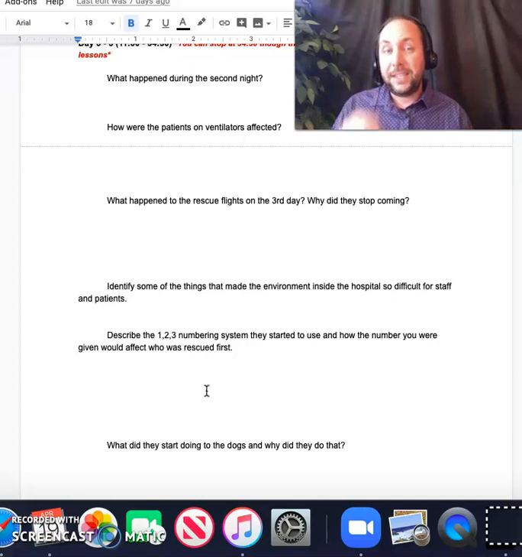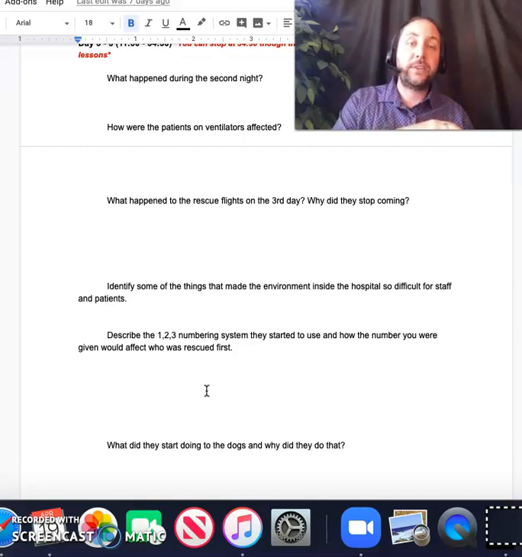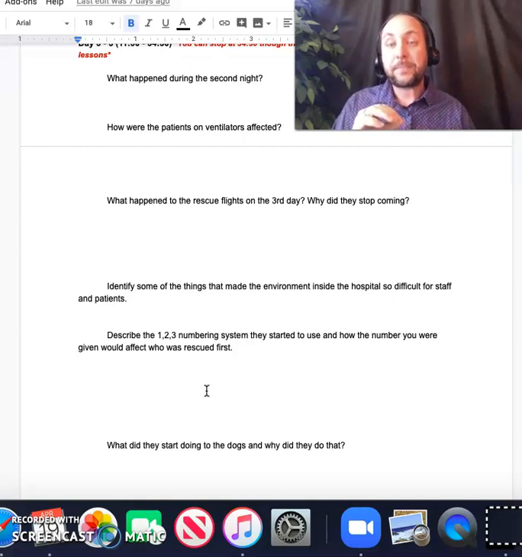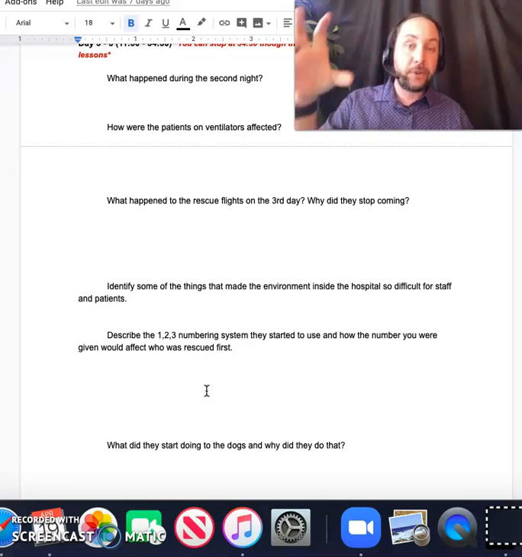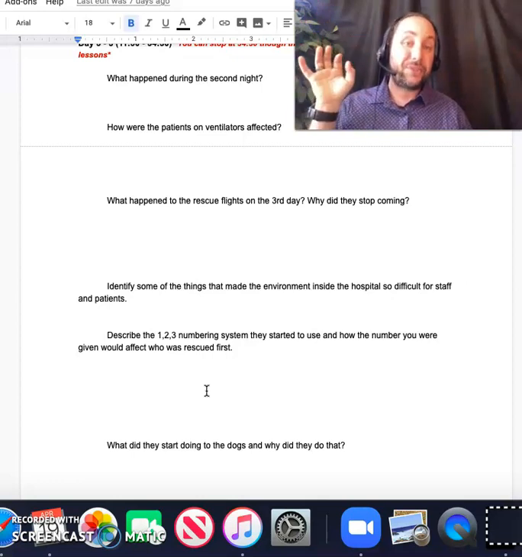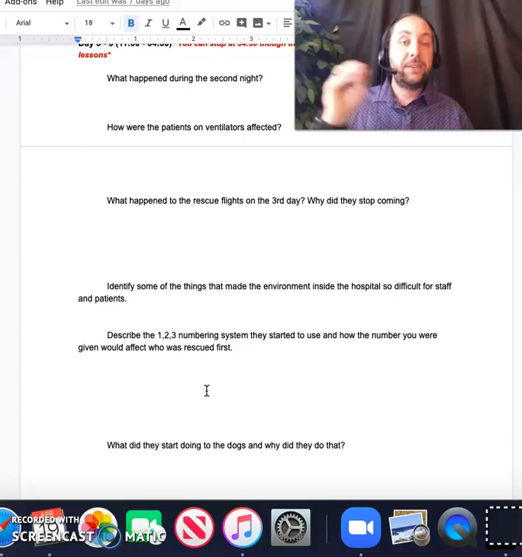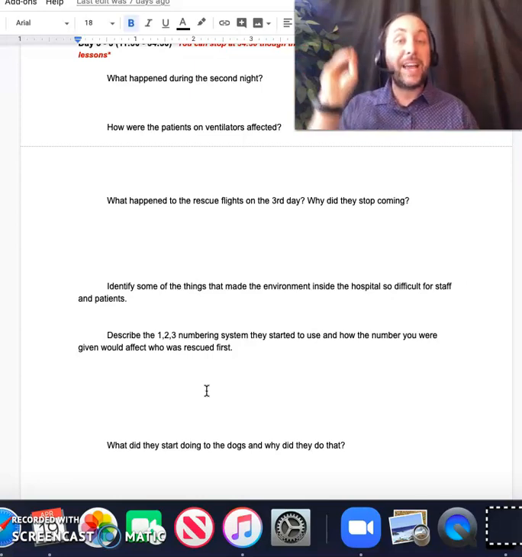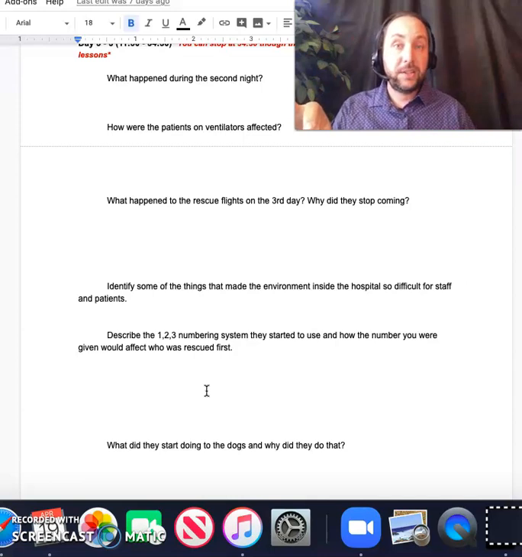And so they did create a numbering system. It was not to give the most care to the ones with the most need. Instead, it was to get people out first who had the best chance of surviving. Not the ones who needed the most help to survive, but instead now they were evacuating the healthiest people first. Okay? Because they had the best chance of making it.